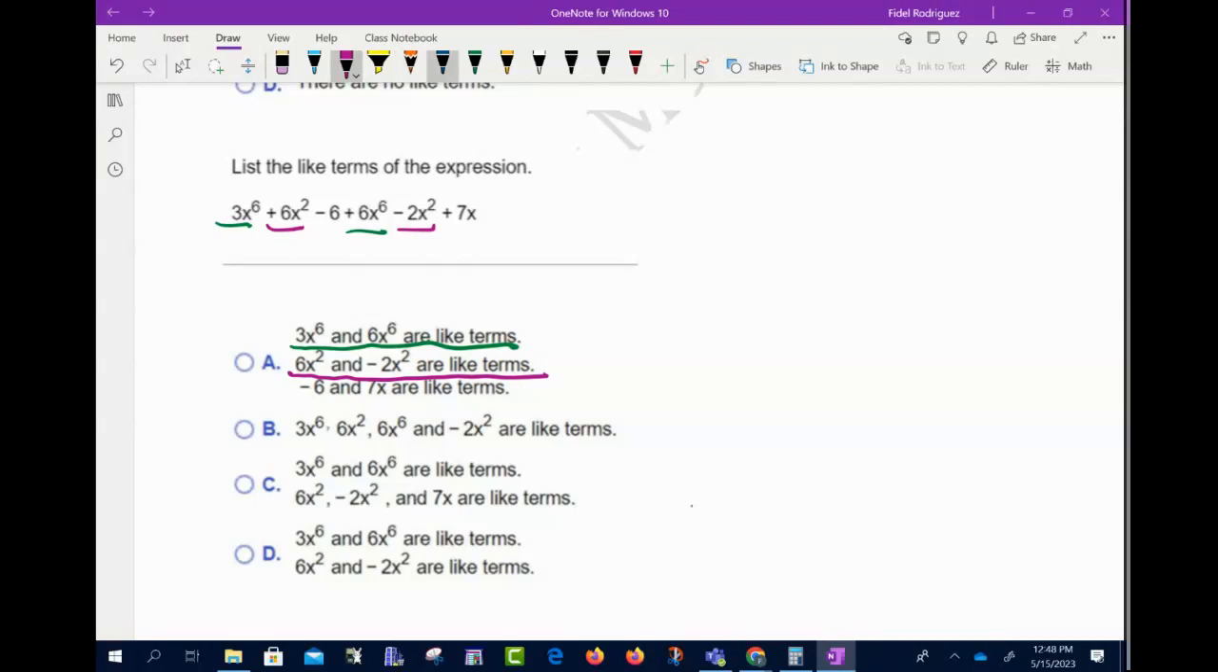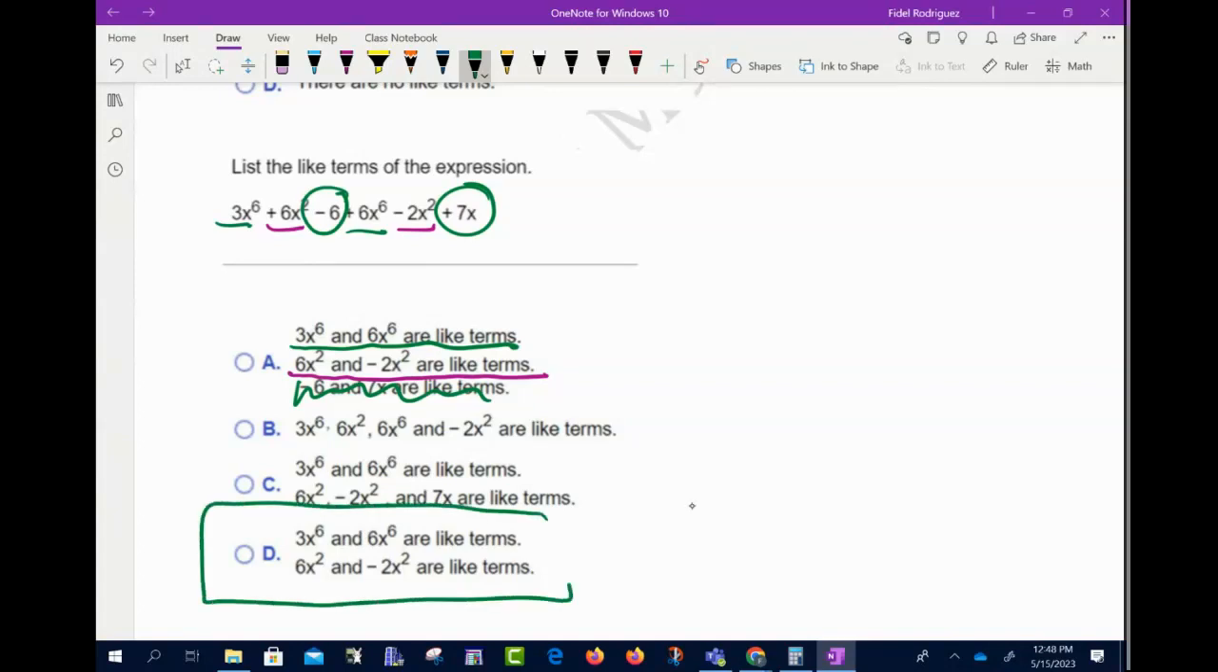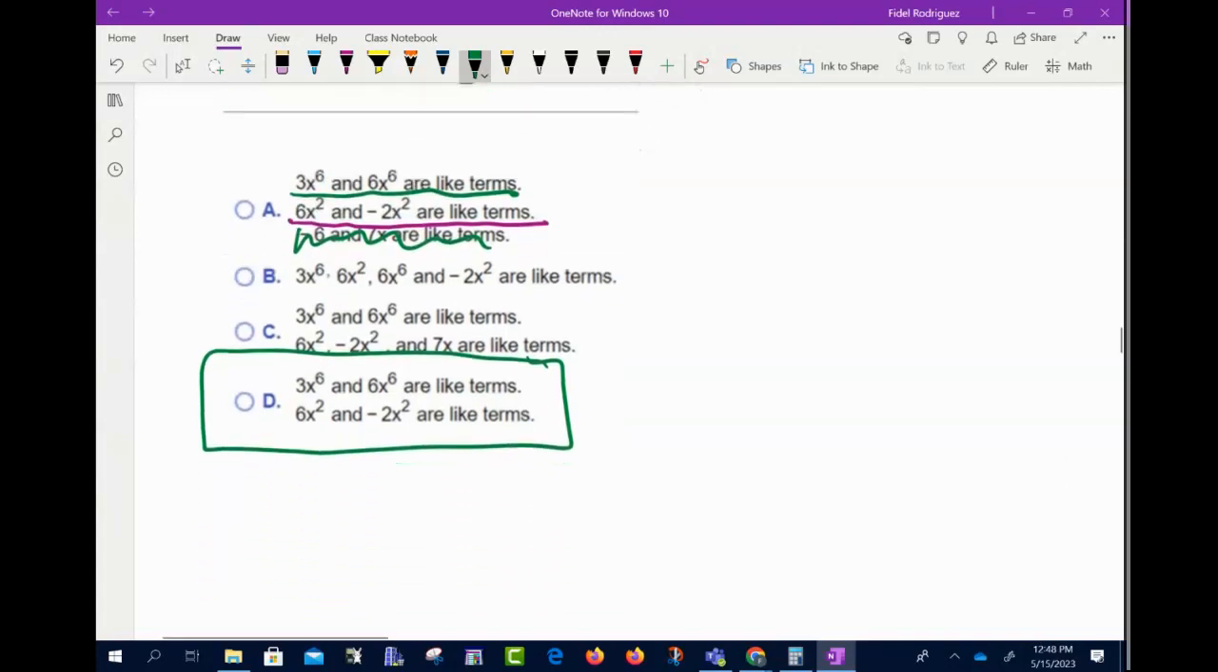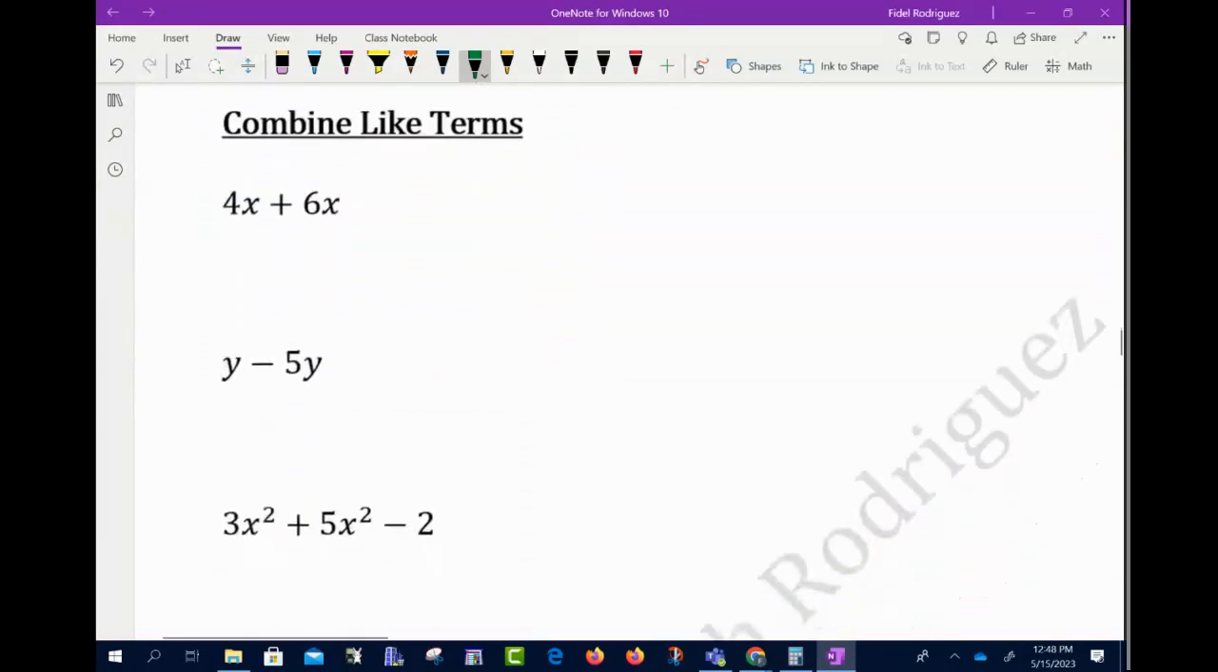Okay, let me ask you a question. Is this guy here and that guy there like terms? No, one of them has an x and one doesn't. Okay, so that's not true. So which ones are like terms? The x to the 6 and the x squareds are like terms? Does that look like choice D to me? There we go. Those are my like terms, right? The negative 6 and the 7x, guys, they're not like terms, okay? One of them has an x, one does not, okay? We're just trying to figure out what like terms are.